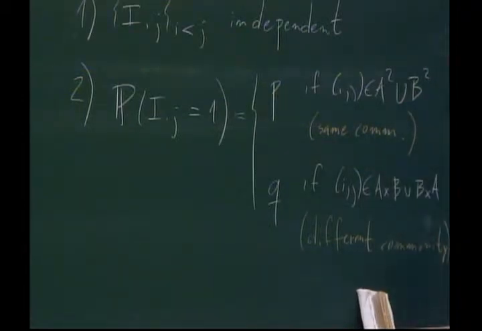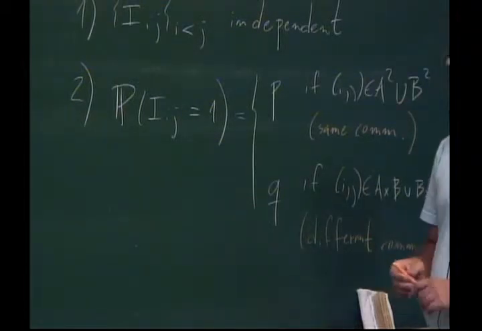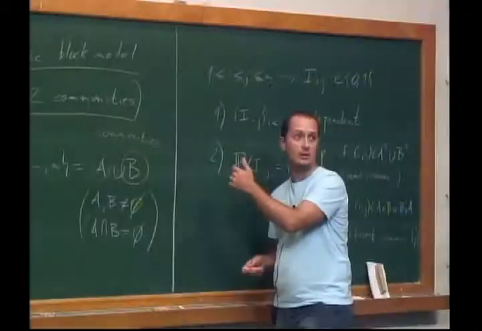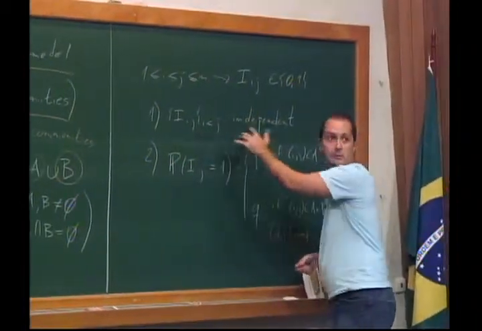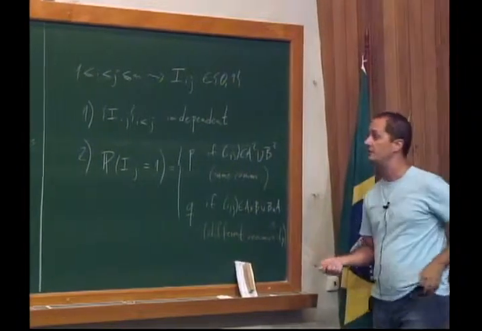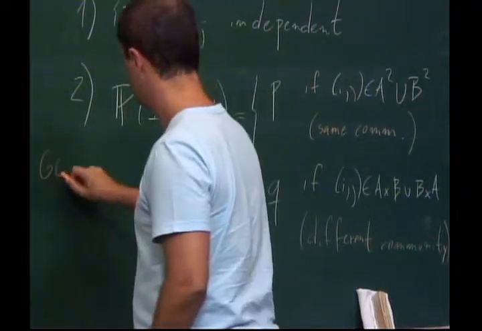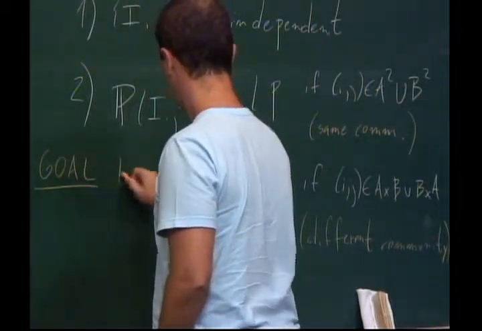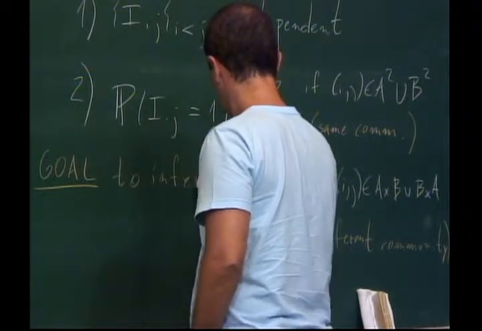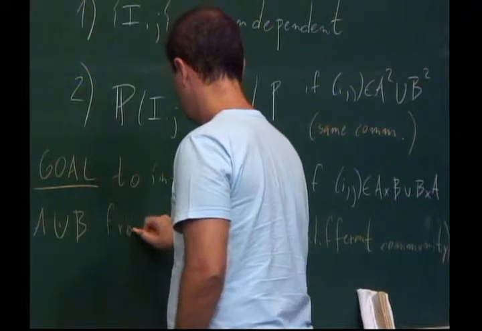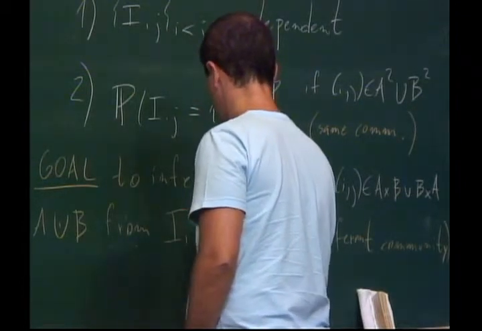And now what is the problem? I said it was a statistical problem, right? So the problem is you start out without knowing what A and B are, what the communities are. You're just given these random variables. And from these random variables, you want to find out A and B. Right? So the goal here is to infer this partition from the random variables.